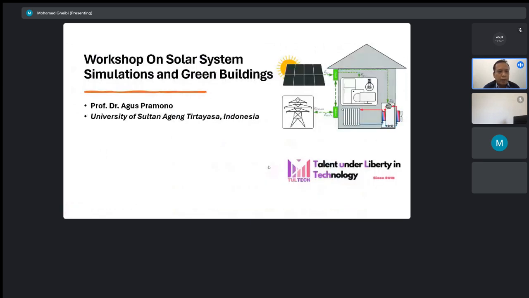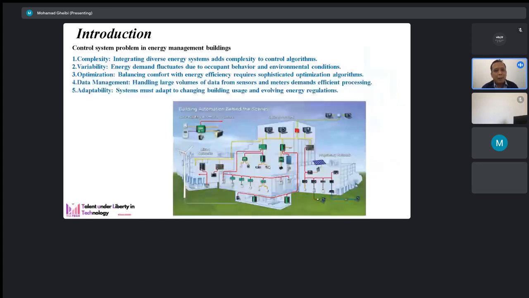Here I would like to share a little knowledge and experience from research on solar system simulation and green building. Actually, I made some simulations not about the solar system itself, but correlated with it. The aim is to explore the intersection of two key areas, solar system simulation and green building, within the context of technology transition from the fourth industrial revolution to the era of Society 5.0.